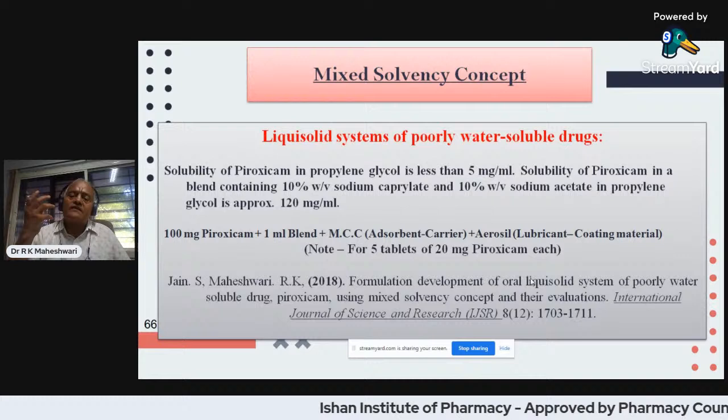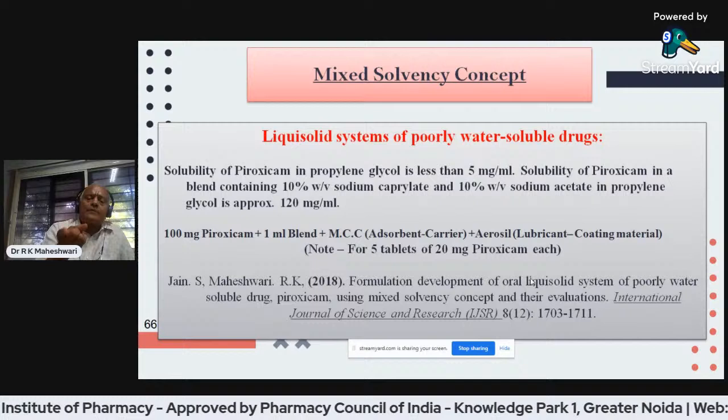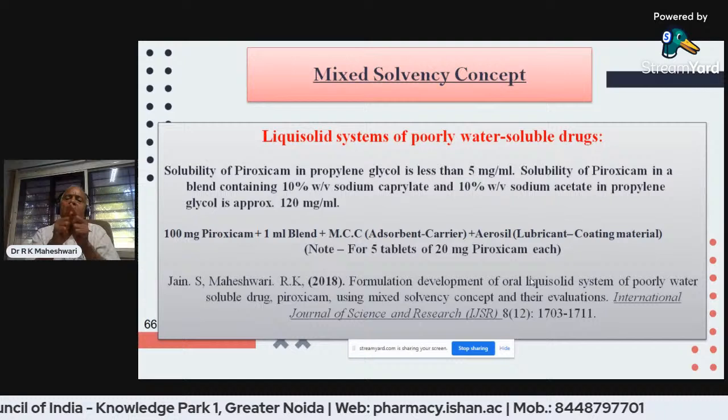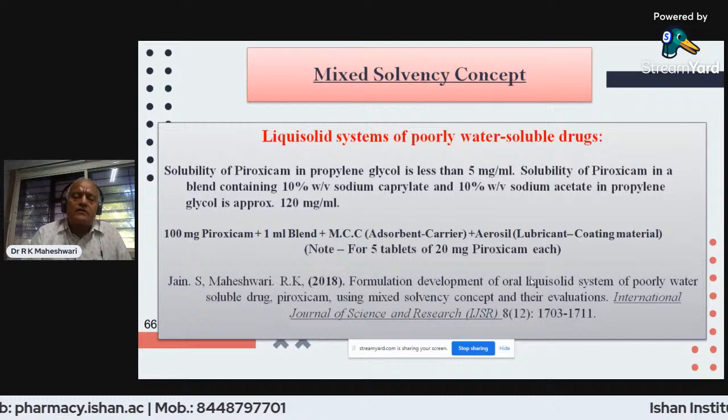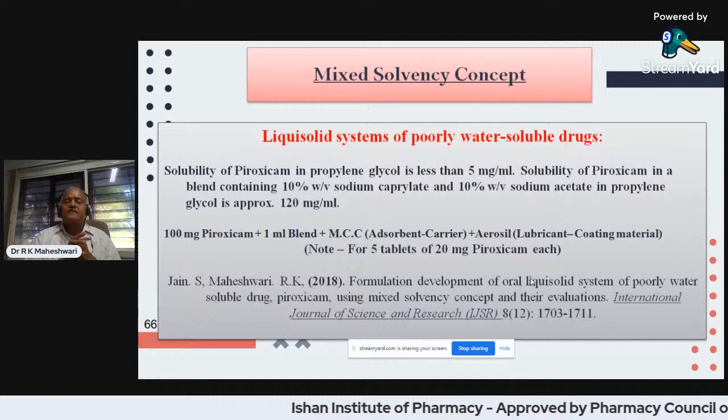liquid solid system. But when you increase the drug loading using two solids, 10% sodium caprylate in propylene glycol and 10% sodium acetate in propylene glycol, in this particular 20% is the solid, there is a dissolved concentration of these two solids. And now the solubility of your piroxicam was about 120 mg per ml. So in this way, my student was able to make a liquid solid system for its dissolution. So please see the published paper, it is available online.